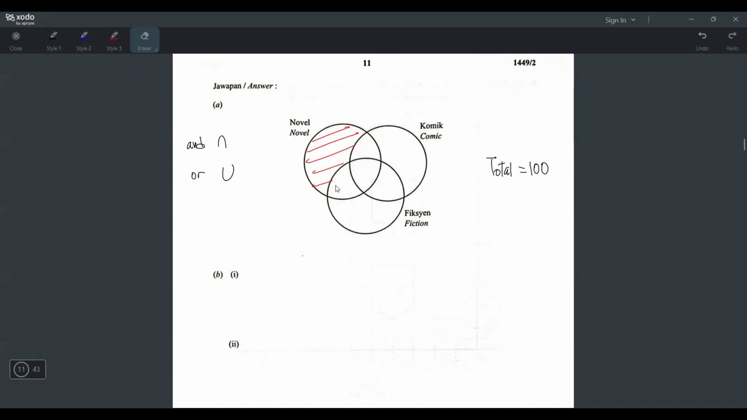Dia tak ada overlap dengan lain. Dia novel saja. So this is the region, right? But if I say novel, then it includes the whole novel circle. Okay. All right. I hope you understand lah. Okay. I will do one more example. Last one.